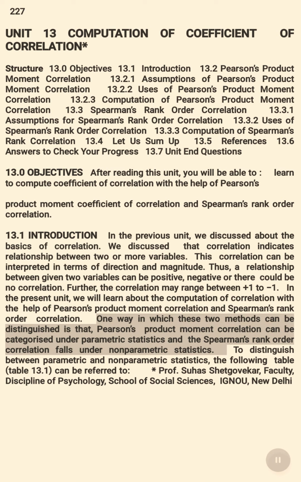One way in which these two methods can be distinguished is that Pearson's product moment correlation can be categorized under parametric statistics, and the Spearman's rank order correlation falls under nonparametric statistics. To distinguish between parametric and nonparametric statistics, the following table, Table 13.1, can be referred to.